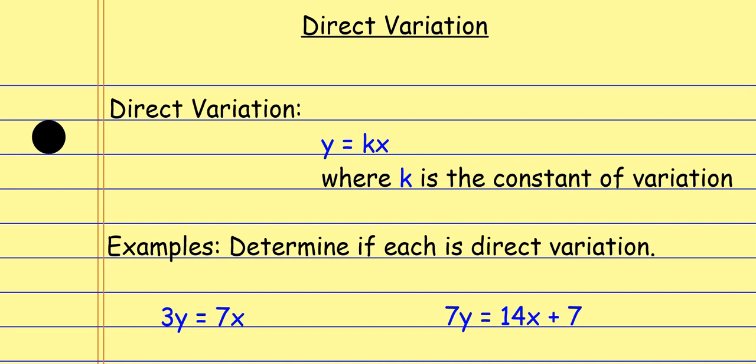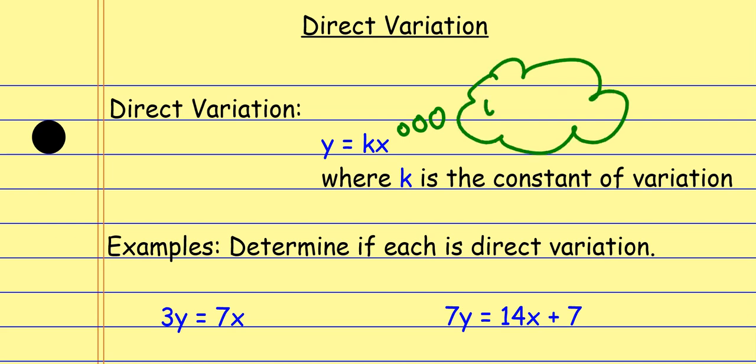Direct variation is just a special version of a linear equation that's in the form y equals kx. You could also think of it this way: it's just y equals mx plus b, except it just so happens that b is 0. This is no different than y equals mx plus b, except that the y-intercept is going to be 0, so it goes through the origin.